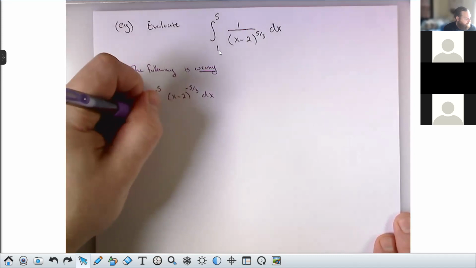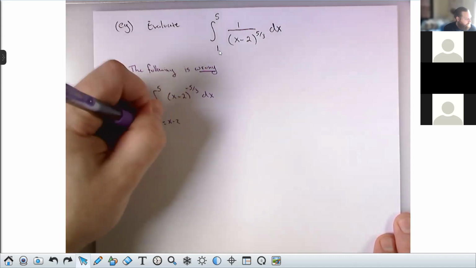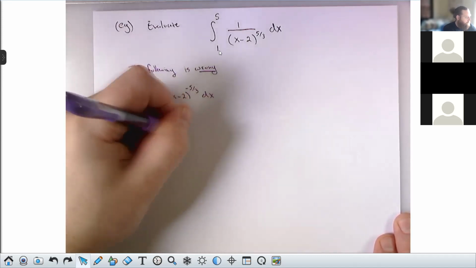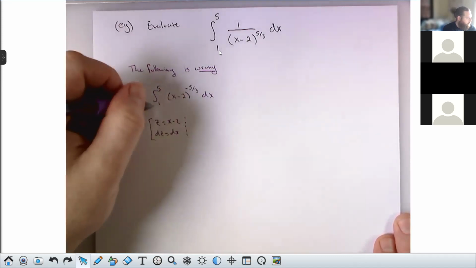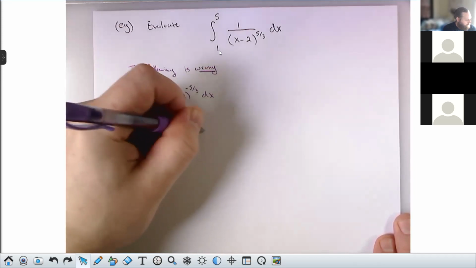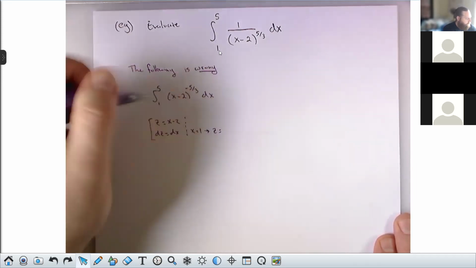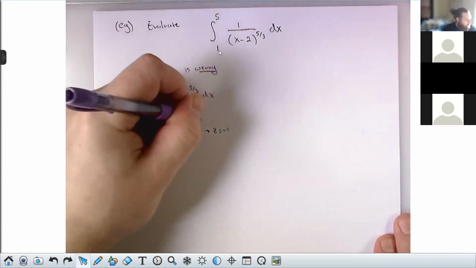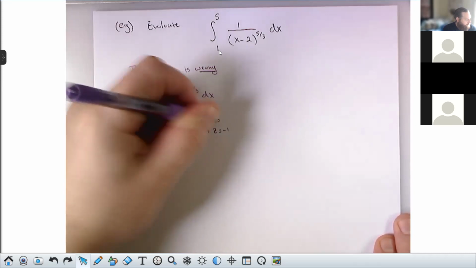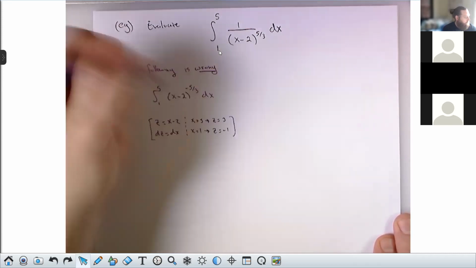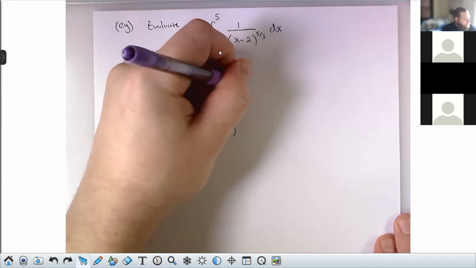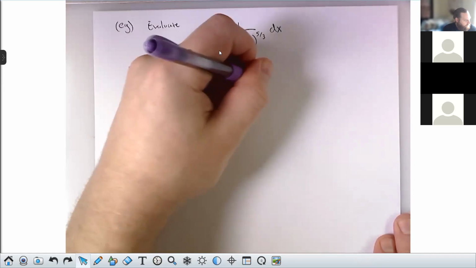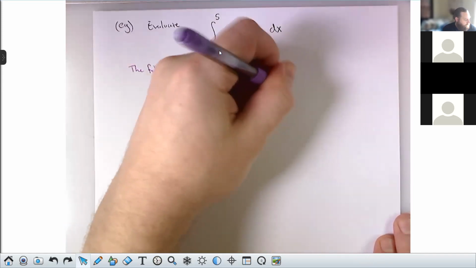I can do a little substitution. Z equals x minus 2, dz is dx. Change my bounds because I'm a good calculus student. So when x is equal to 1, z would be equal to 1 minus 2 is -1. When x is equal to 5, z would be equal to 5 minus 2 is 3. So this is going to become the integral from -1 to 3 of z to the negative 5/3 dz.